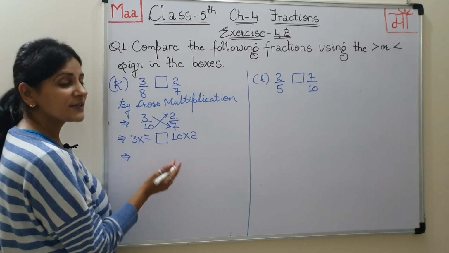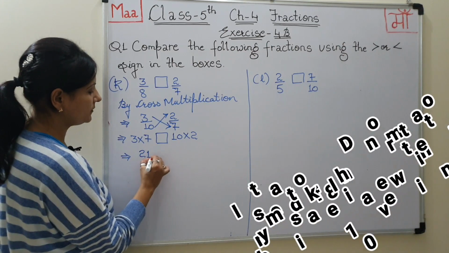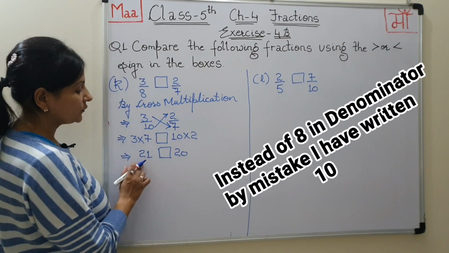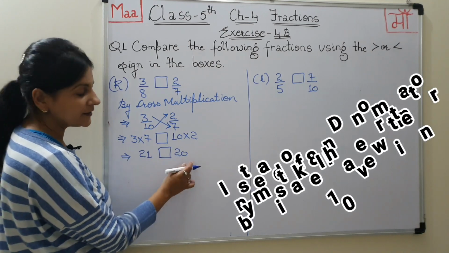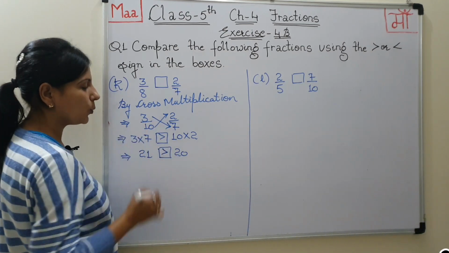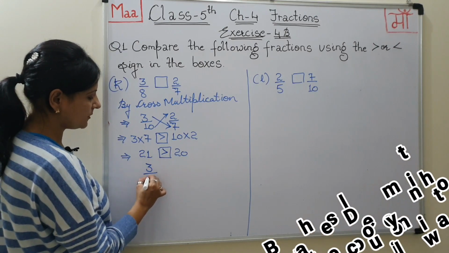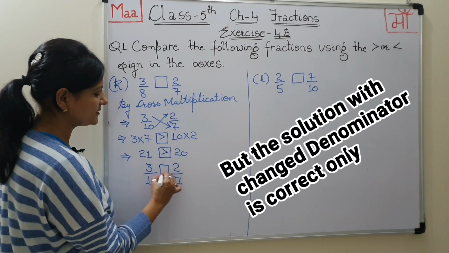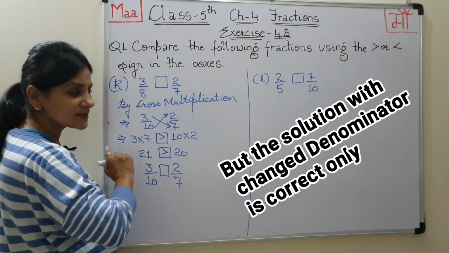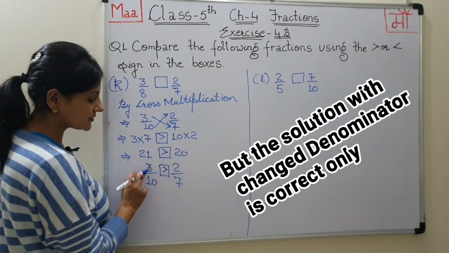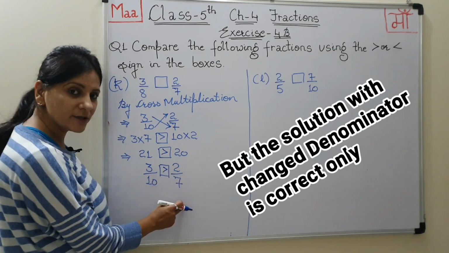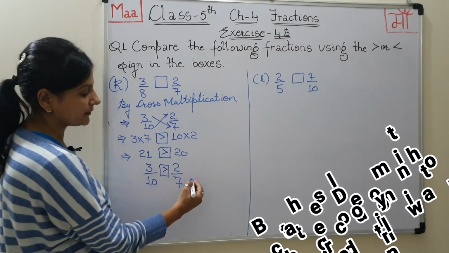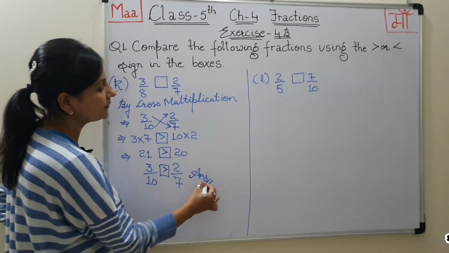Now, 3 into 7 is equal to 21 and on the other side 10 into 2 is equal to 20. So the greater number from 21 and 20 is, yes, it is 21. Now we will write the fractional values again, 3 upon 10 and 2 upon 7. Yes, students, so the sign will come towards this side. That means this 3 upon 10 is greater than 2 upon 7, or in other way 2 upon 7 is smaller than 3 upon 10. So this is the answer of part K.